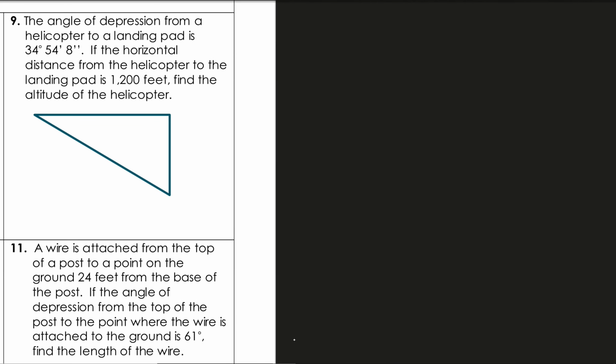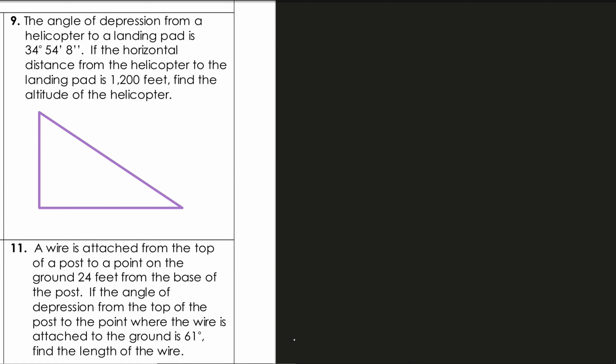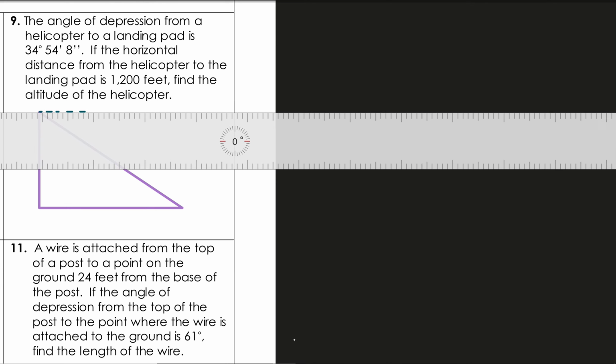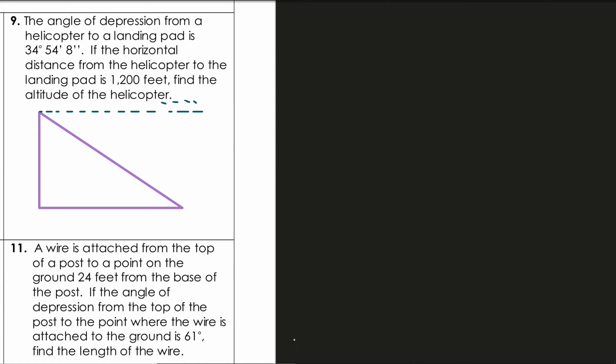So let's work on our angle of depression. I'm going to use it that way that was just drawn. If you drew yours this way, you're going to get the same solution. So I can prove that here. So we know the angle of depression is always on the outside.